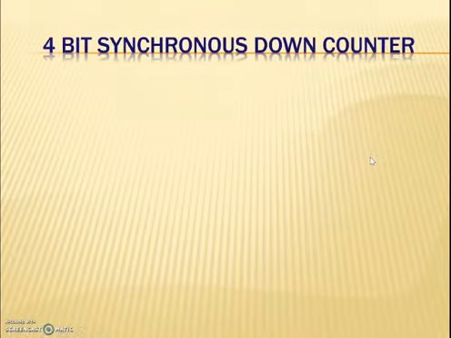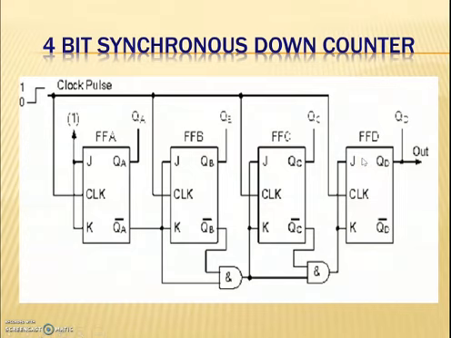Then we'll be dealing with the 4-bit down counter. So we all know a 4-bit synchronous down counter starts to count from 15 and decrements or counts downwards to 0. After that, it will again start a new counting cycle by getting reset. So the inputs here, as in the case of the up counter, the first J and K inputs are tied together and maintained at high.